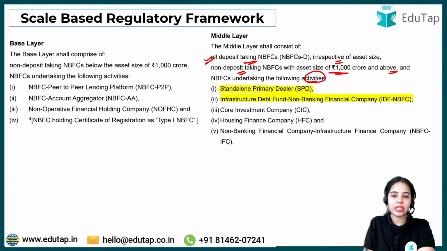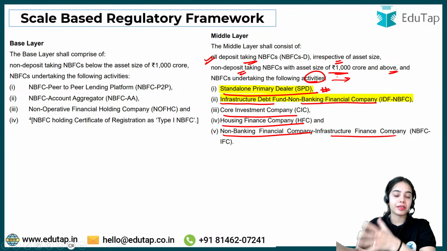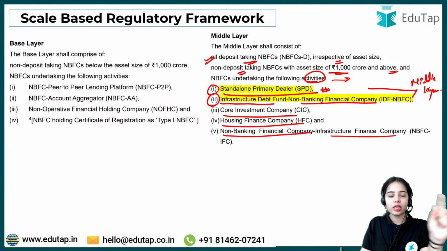Now on the basis of activities, the standalone primary dealer, infrastructure debt fund NBFC, core investment company, housing finance company, NBFC, and infrastructure finance company will also come under the middle layer on the basis of the activities they are engaged in. Remember why I have highlighted the first and second points: because these are the two kinds of NBFCs that will always be in the middle layer. They cannot come in the top layer, they cannot come in the upper layer, and they cannot go to the base layer. These other three kinds of NBFCs can be in the middle layer, the upper layer, or the top layer.